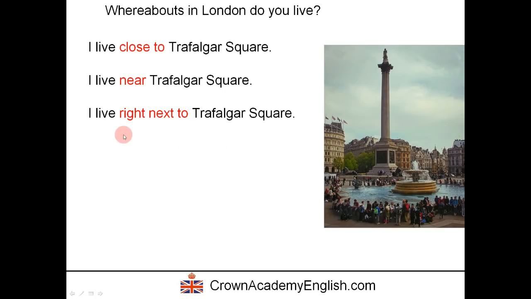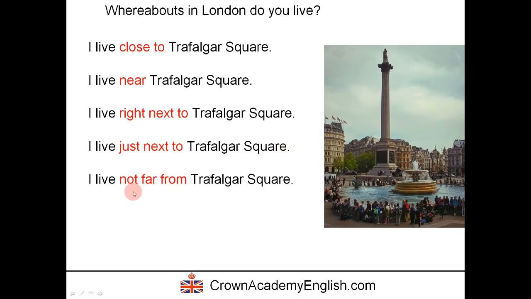We can even say, I live right next to Trafalgar Square. So here we are really emphasizing the fact that it is very, very close. Right next to. Directly next to. This means immediately next to. Very, very close. And again, this is the same meaning. We are using the word just to emphasize the fact that it is very, very close. It is immediately next to. I live just next to Trafalgar Square. Very close.